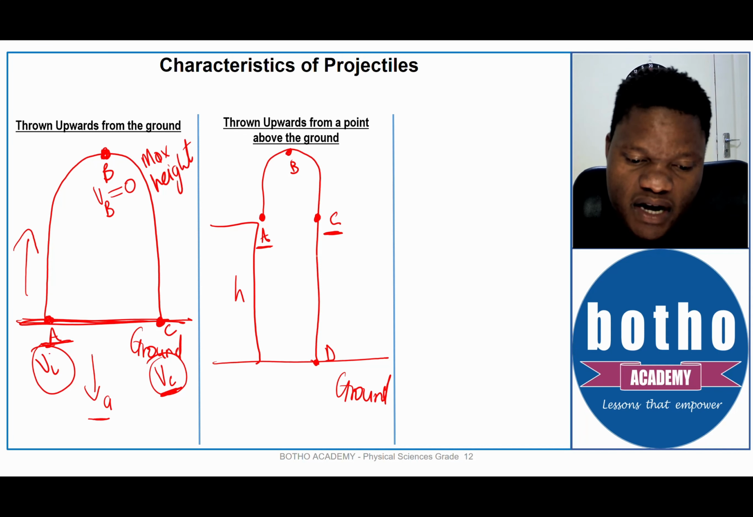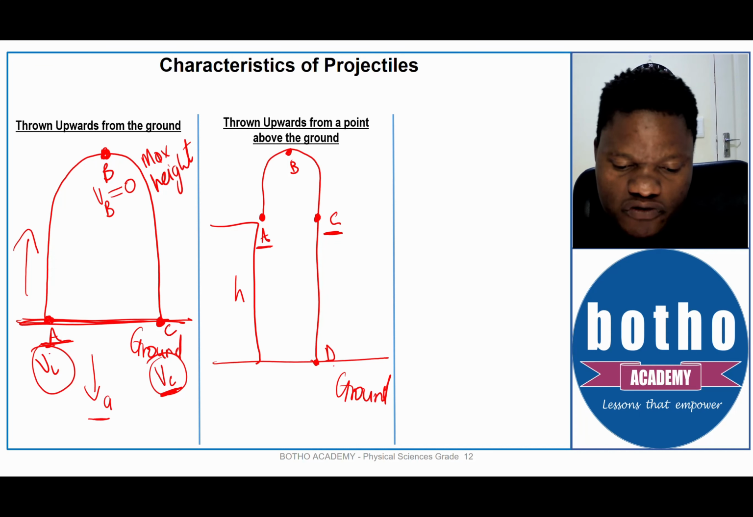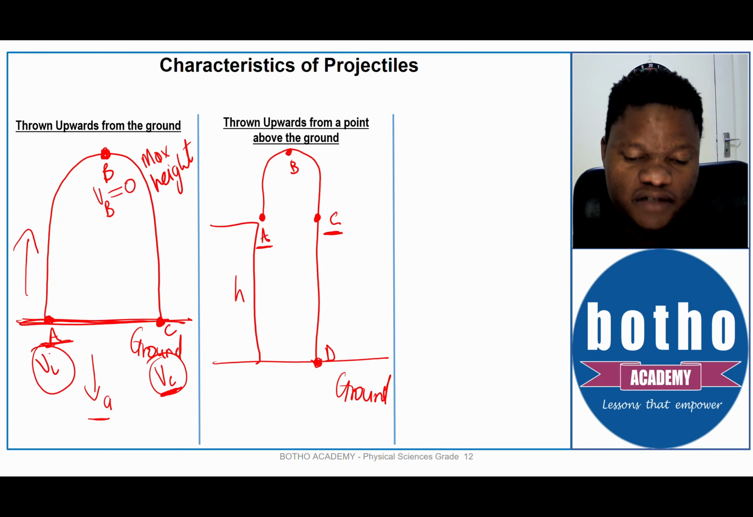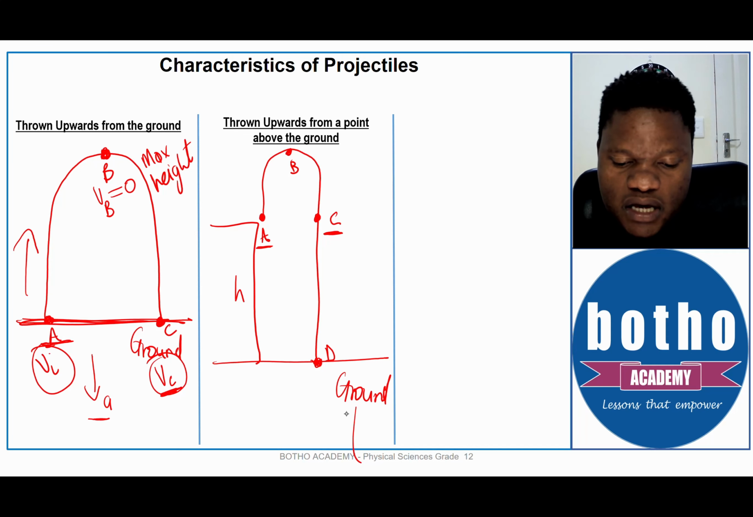But remember again, the object will be launched, it will go up, it will reach the maximum height. At point B, the velocity becomes 0, and then it will come back to point C, which will have the same magnitude of velocity as in point A. Then from point C, the object continues moving downwards and the velocity increases until we reach the maximum velocity, which will be the velocity with which the object hits the ground.